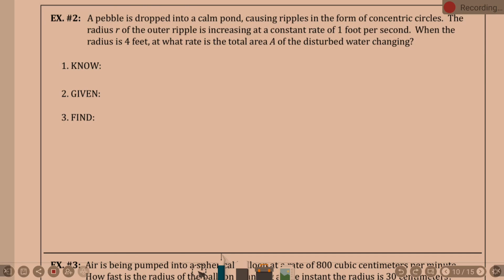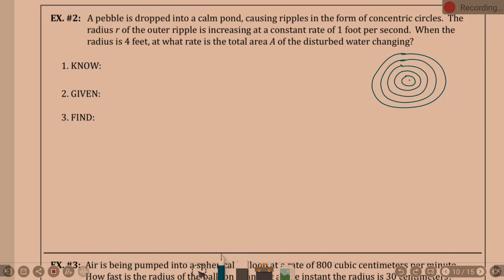Which, by the way, do you have the visual of what's going on here? It's what they say: a pebble is dropped into a calm pond, causing ripples in the form of concentric circles. So what are concentric circles? You've got your pebble and then small, bigger, like a solar system. I don't have the exact definition for you, but you have the idea, the rippling effect there. So there's our picture.